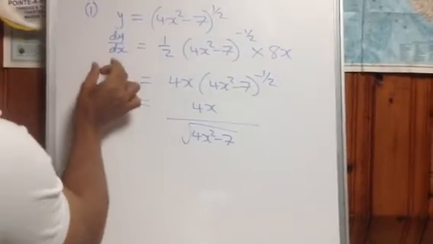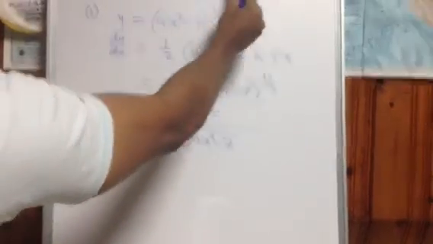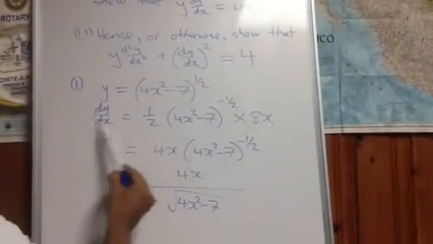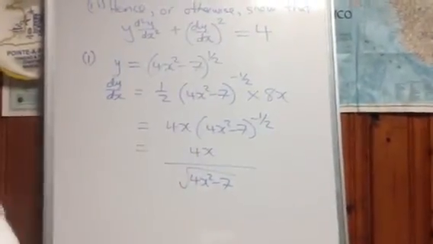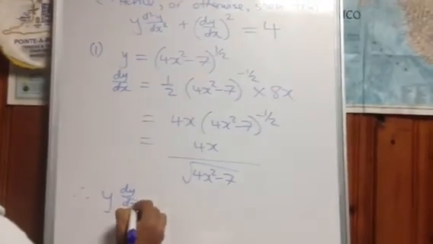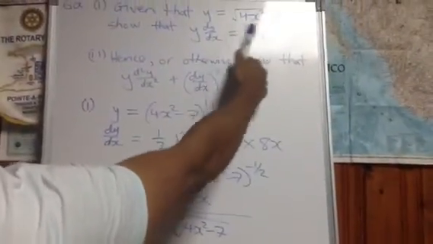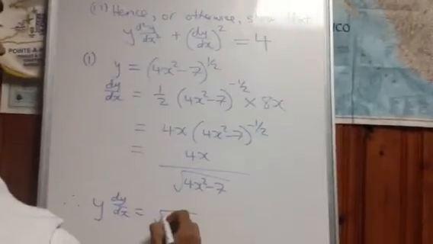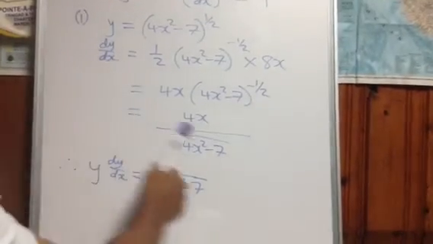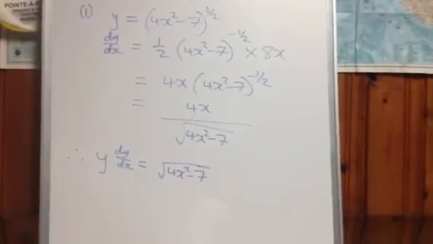Now, I have differentiated y with respect to x. Recall what I'm trying to show: y dy/dx is equal to 4x. So now I have dy/dx, so I'm going to multiply it by y. So y dy/dx is equal to, recall that y is the root of 4x squared minus 7, and dy/dx, it's right here: 4x divided by the root of 4x squared minus 7.